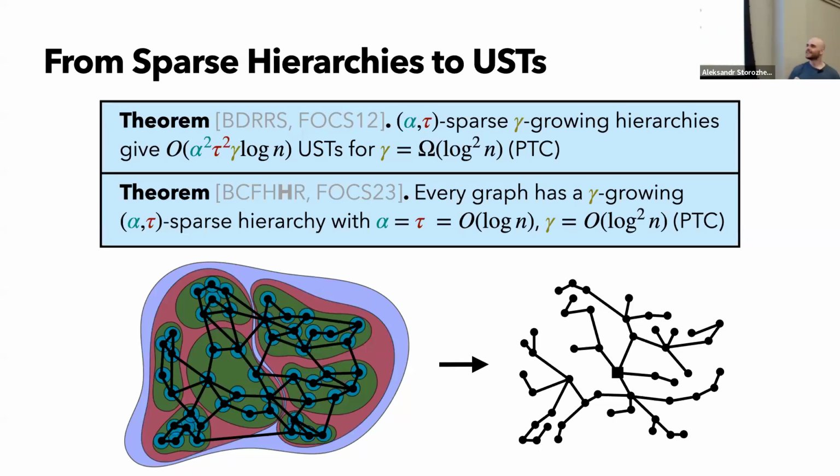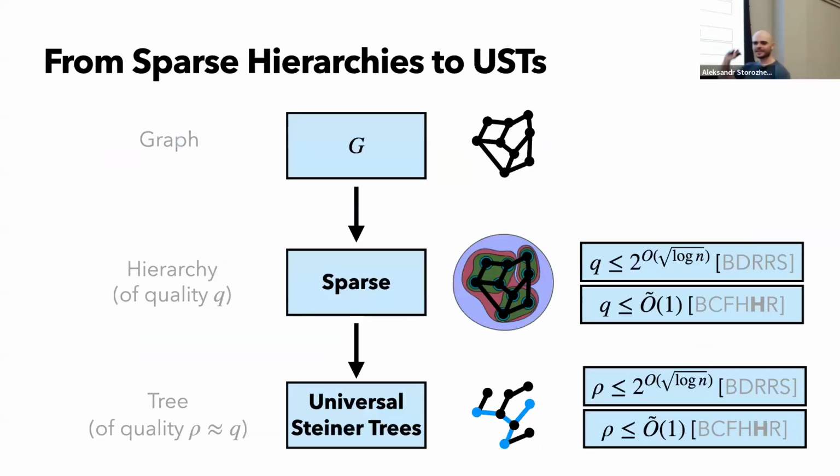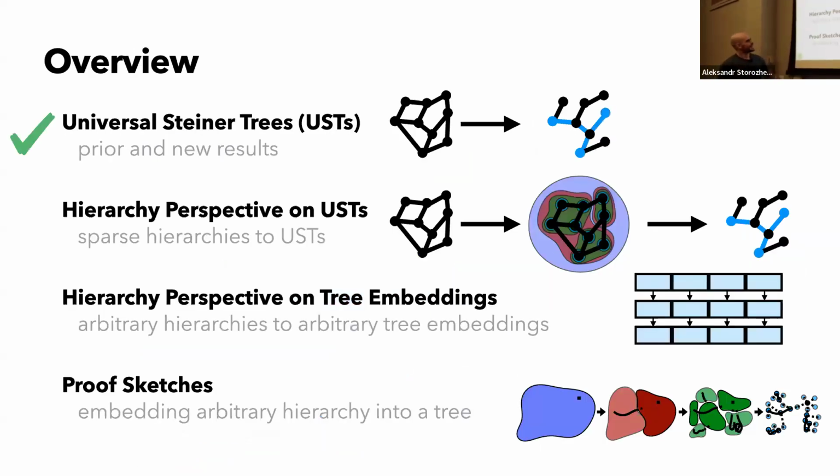Good. All right. So this is the hierarchy perspective on universal Steiner trees, right? If we want to get good universal Steiner trees, in some sense, it suffices to just construct a particular kind of vertex hierarchy of good quality. I'm not going to tell you too much about how we do this, but maybe I'll talk about why we do this in the next part. All right, so this is the hierarchy perspective on USTs.